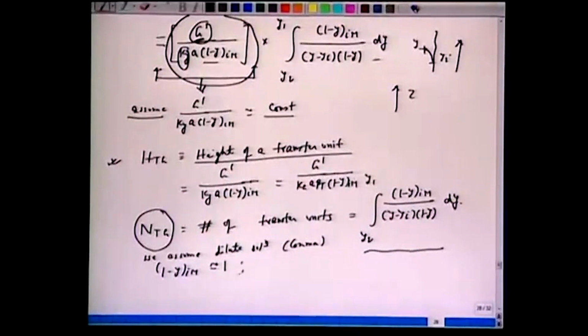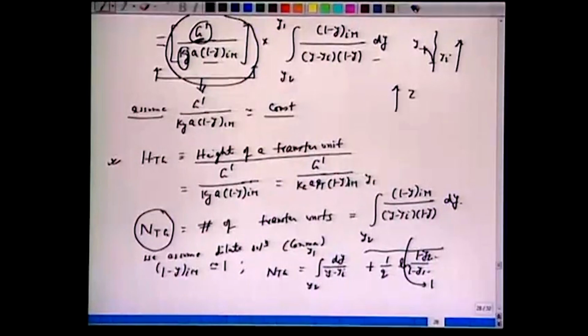That is one thing. And this integral NTG which we have written can be written as the integral from y2 to y1 of dy over y minus yi, plus half ln of (1 minus y2) over (1 minus y1), and again this quantity is 1 because y1 and y2, the mole fractions, are much less than 1. It is a dilute gas.